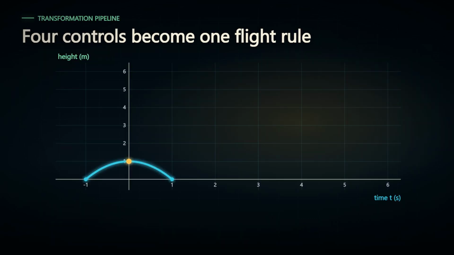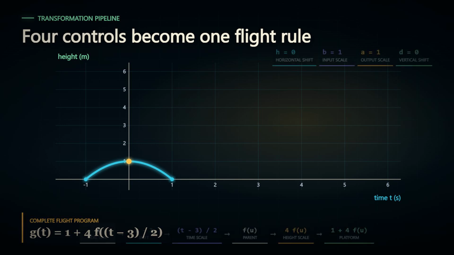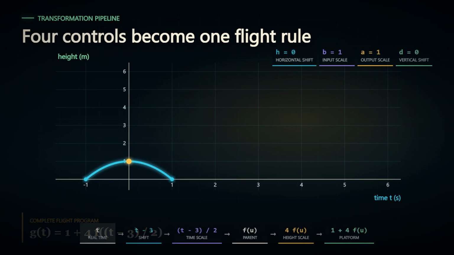Return to the flight controller. Its complete rule is g of t equals 1 plus 4 times f of the quantity t minus 3 over 2. This is one function pipeline with 4 controls: shift time by 3, stretch time by 2, stretch height by 4, and raise the whole flight by 1 meter.